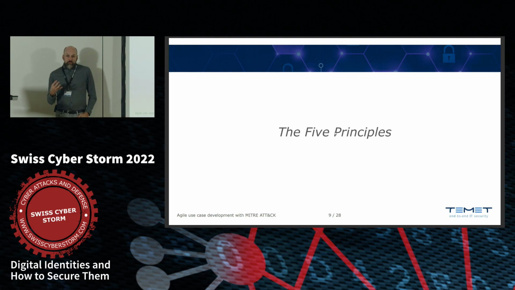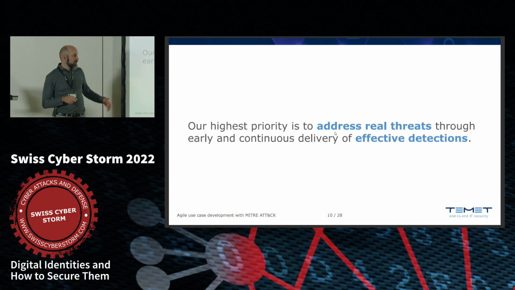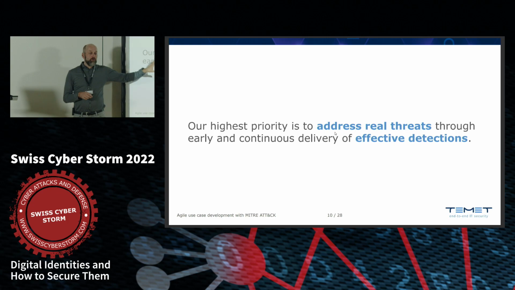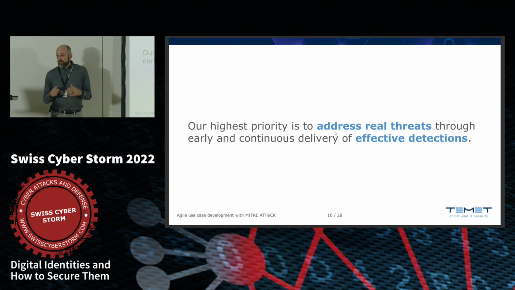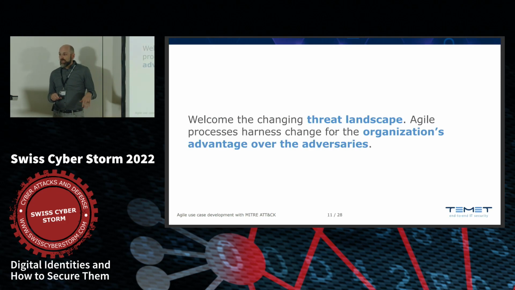So the five principles for an agile use case development process, for me: the highest priority should always be to address real threats. So we should focus on what the real threats are through early and continuous delivery of effective detection. Early and continuous delivery, a very important concept in agile development, which should also be at the core of a use case development process, means that you constantly get better because the environment changes and you need to adapt to this changing environment.